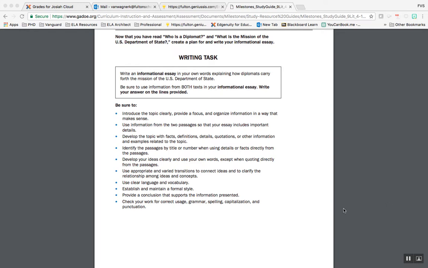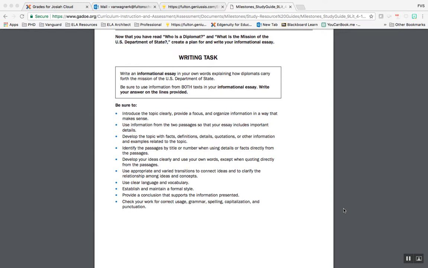Identify the passages by title or number when using details or facts directly from the passages. So if you're going to refer to them as a number in your introduction, go ahead and make sure that you state the names of the articles, and then also say that you're going to refer to that article as 1, or refer to that article as 2. And then from then on, you only have to use 1 and 2 to talk about the passages. If you don't do that, you'll have to refer to each one by name, okay?